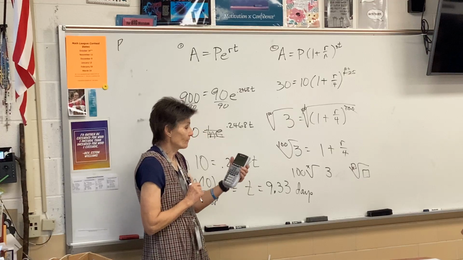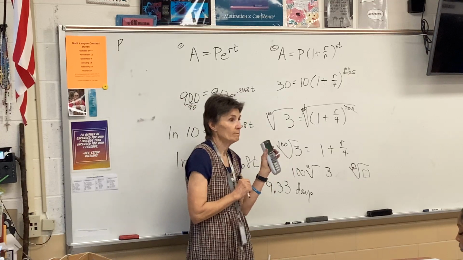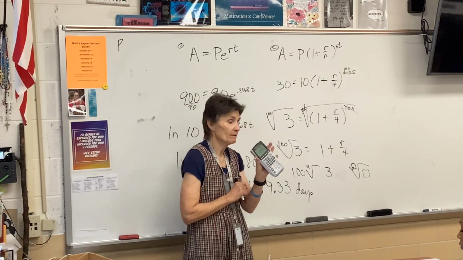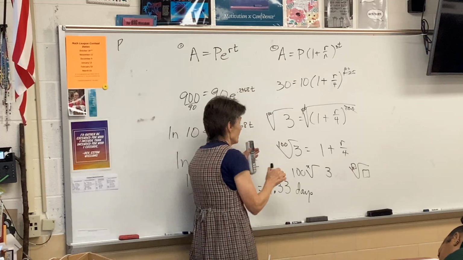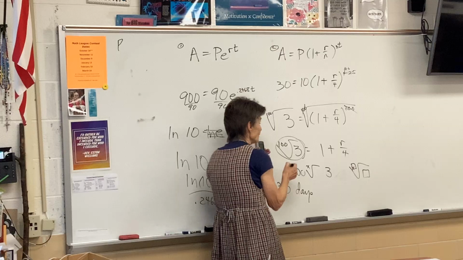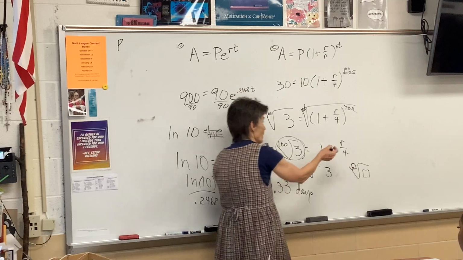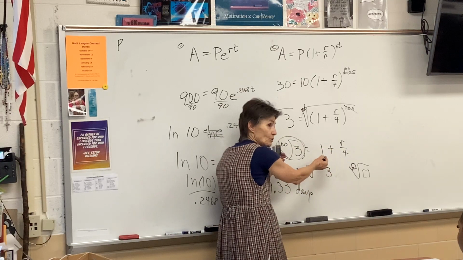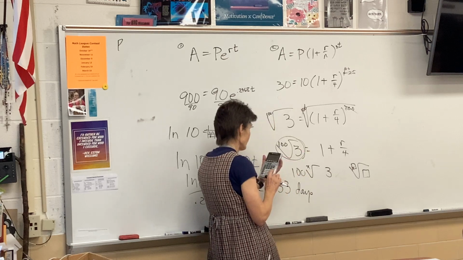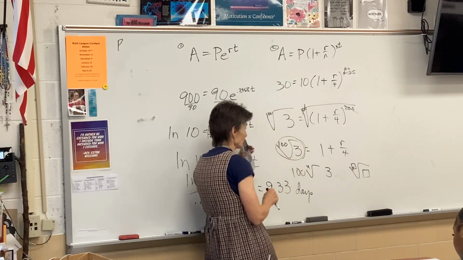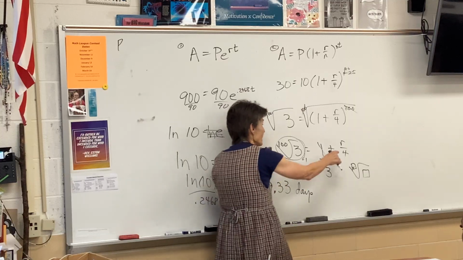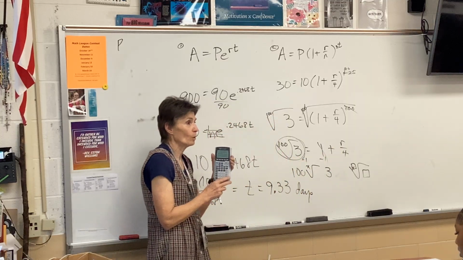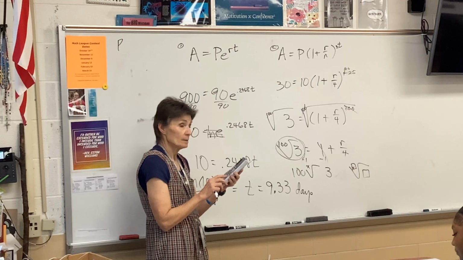Either way, you should have come up with 1.011. Leave it there. Don't round it off. That's this number. Now, how did we say we were going to solve? We're trying to get r by itself. So we're going to subtract 1. Just go ahead and get minus 1. And then to get r by itself, you're going to do times 4.